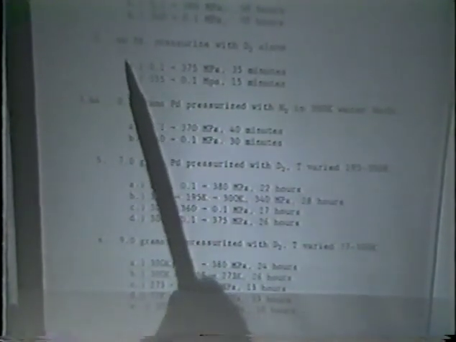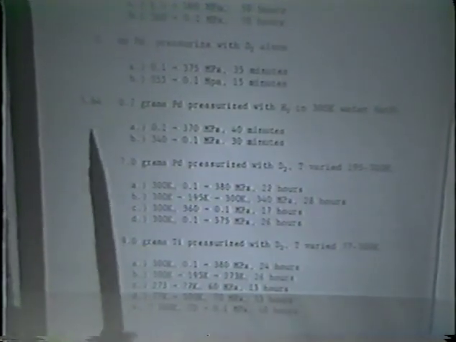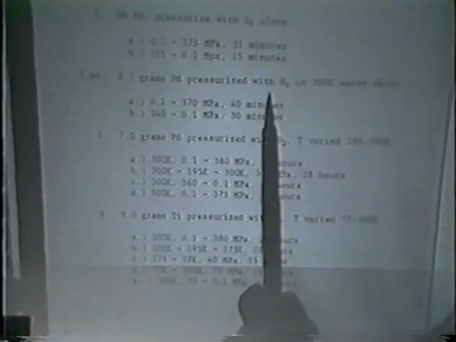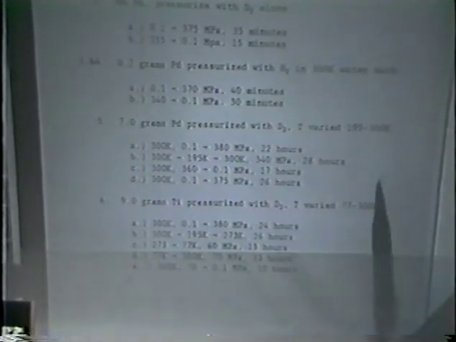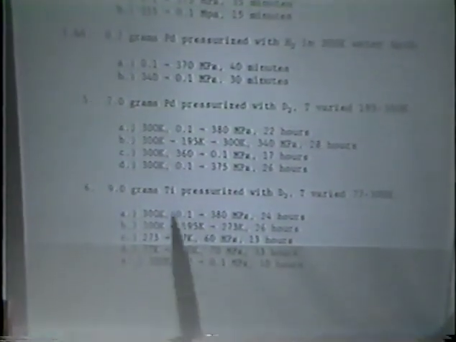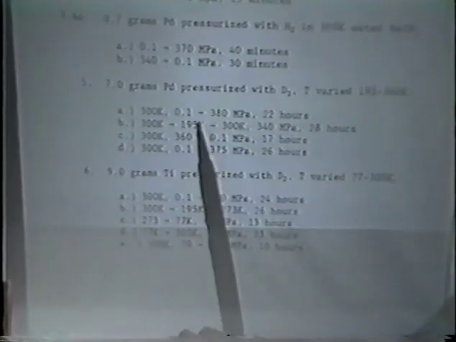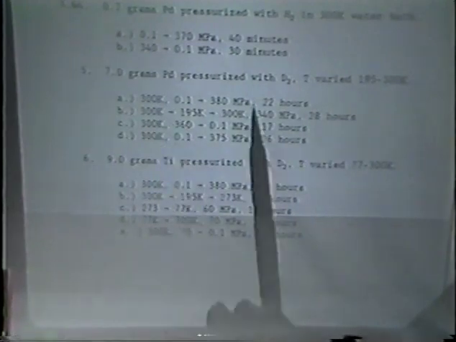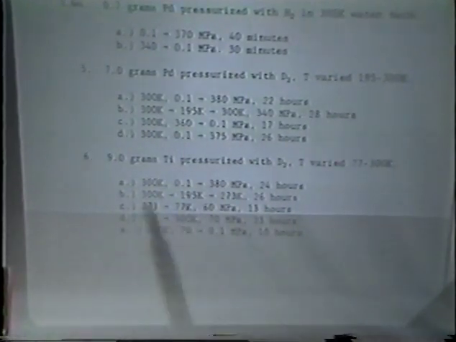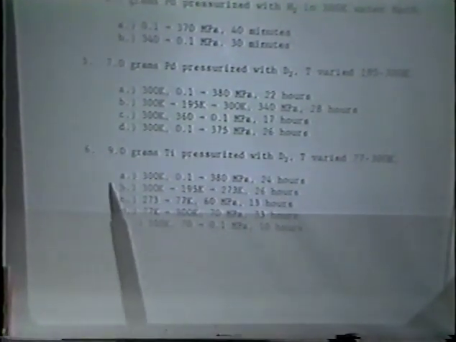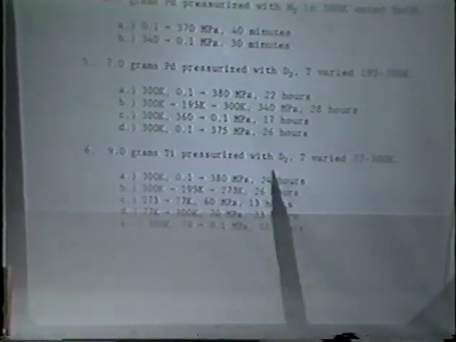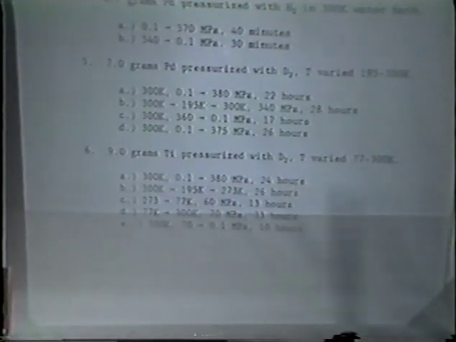We then did the same thing with no palladium in the system, simply pressurized with deuterium. In the next two experiments, we pressurized with hydrogen gas, high purity hydrogen gas rather than deuterium gas. We then did an experiment with 7 grams of palladium filling the entire pressure vessel. And I'll show you the sequence of events in detail in a few minutes. And then we now have in progress an experiment with 9 grams of titanium pressurized with deuterium.